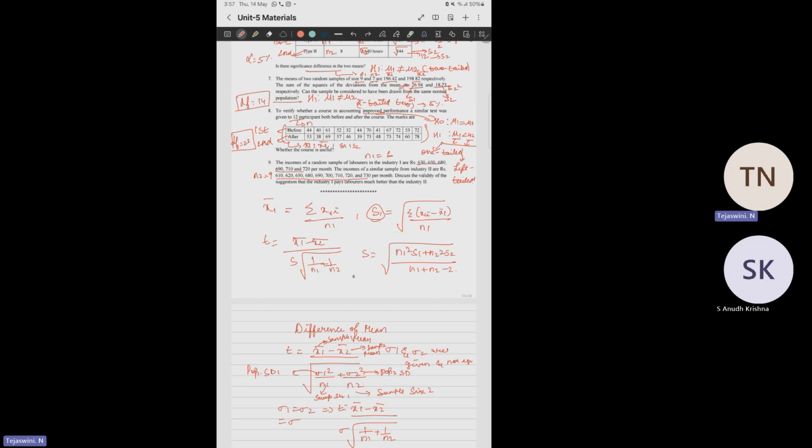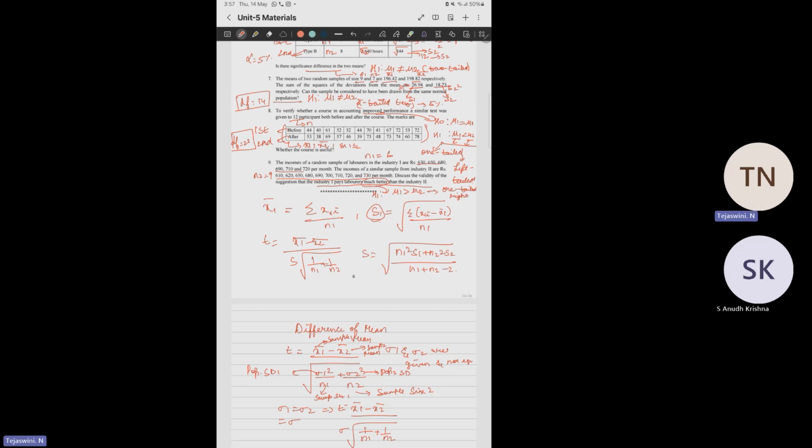And then discuss the validity of the suggestion that industry one pays labourers more than industry two. So they have asked about pays more, pays much better. That is, mu1 is greater than mu2, if we consider industry one to be the first sample and industry two to be the second sample. Since this is the alternative hypothesis, we will use one-tailed, right?